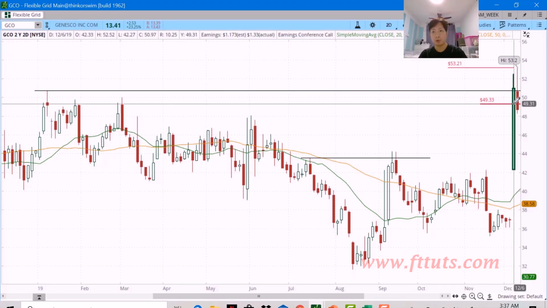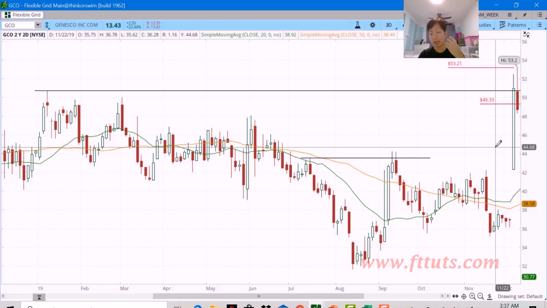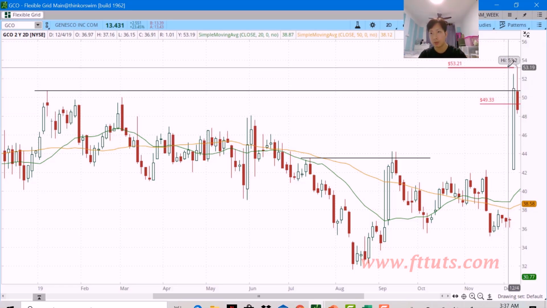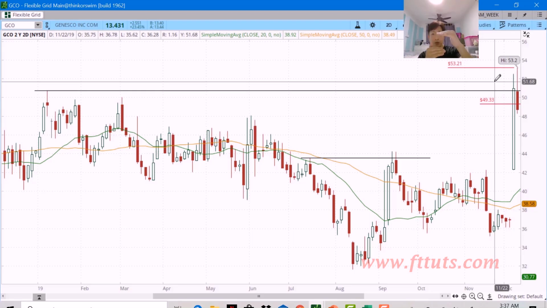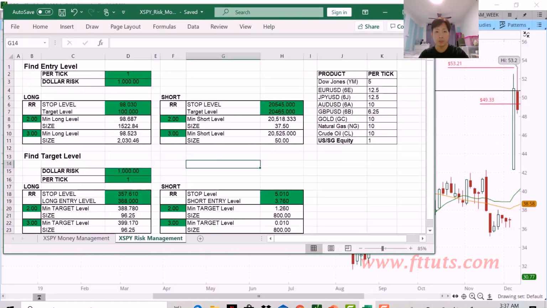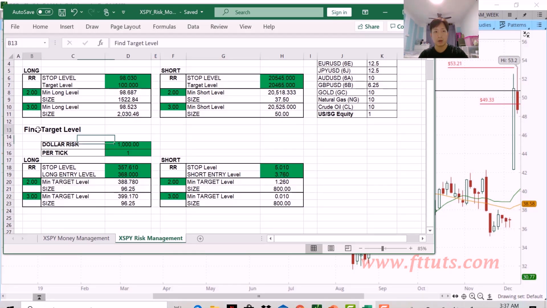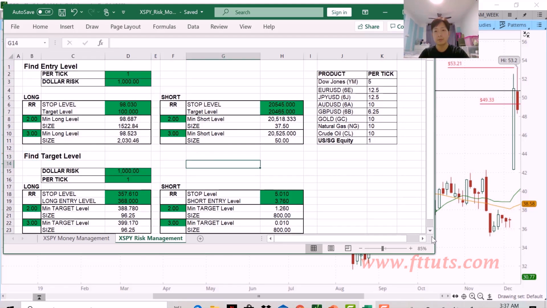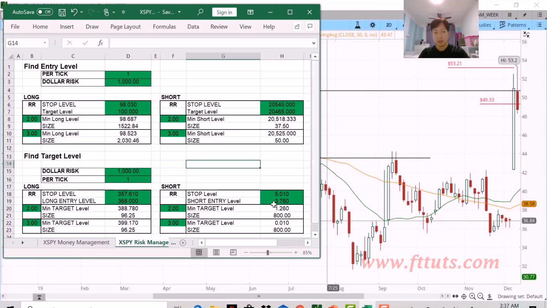Okay, so sweet spot. You can watch the subsequent video on sweet spot, where I cover that in more detail as well. So let's say you entered the sweet spot, you have a stop loss and you have your entry. You will use this Excel sheet under the risk management tab, under this section called find target level. Once you have your stop loss and your entry, it shows you the target.